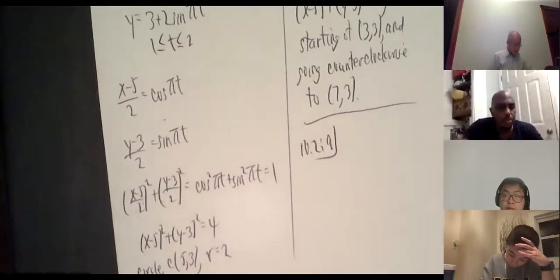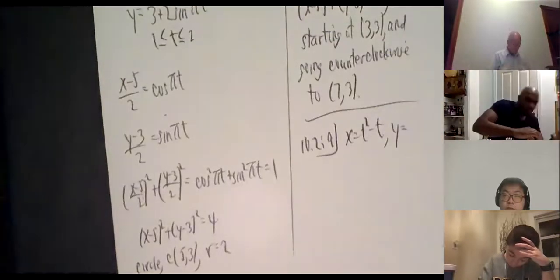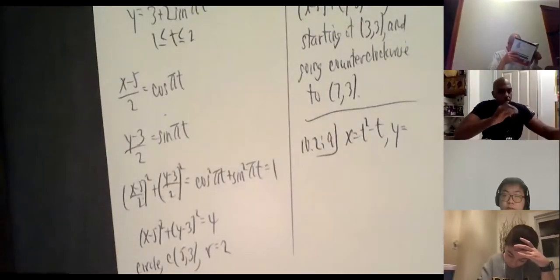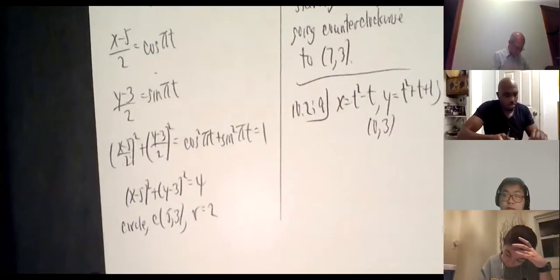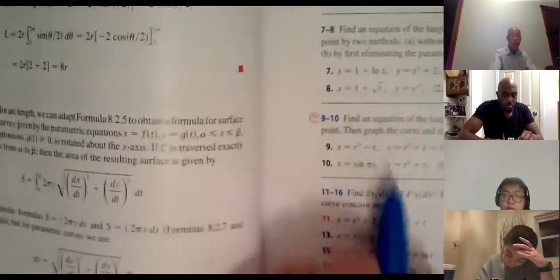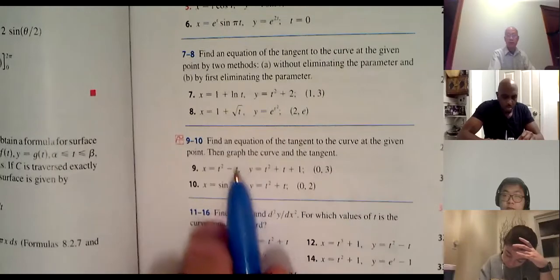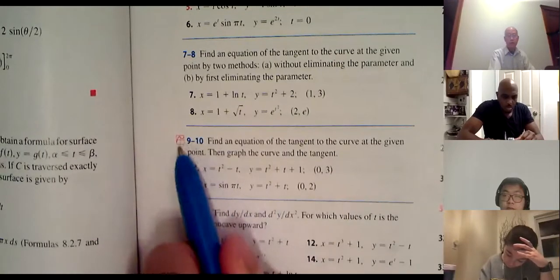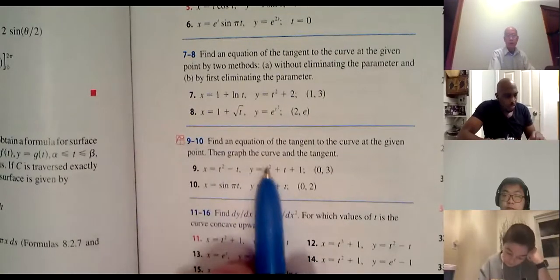x equals t squared minus t. y is equal to t squared plus t plus 1. The point is (0, 3). Find the equation of the tangent to the curve at the given point. Okay, never mind about the graph. It's too complicated.